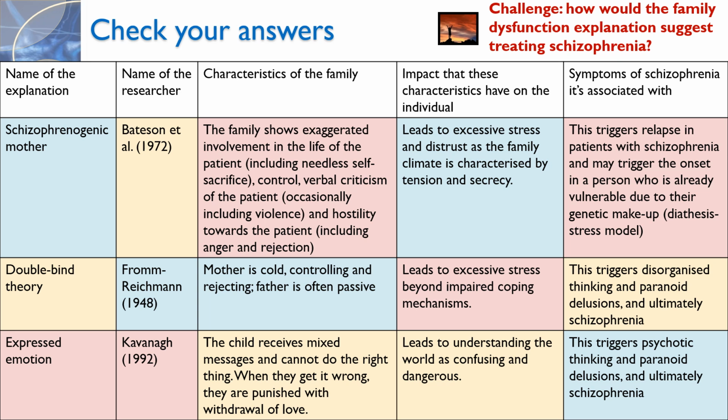Finally, expressed emotion with Kavanagh. The family shows exaggerated involvement in the person's life, including needless self-sacrifice, control, verbal criticism of the patient, occasionally including violence and hostility towards the patient. That leads to excessive stress beyond impaired coping mechanisms, and that triggers a relapse in patients with schizophrenia, and it may trigger the onset in a person who's already vulnerable due to their genetic makeup. This is where I'm going to stop the video. That's all I want us to do, and then next time we're going to do the cognitive approach.